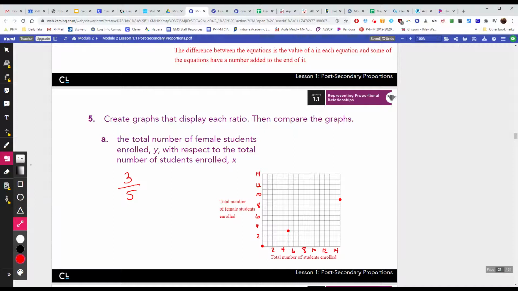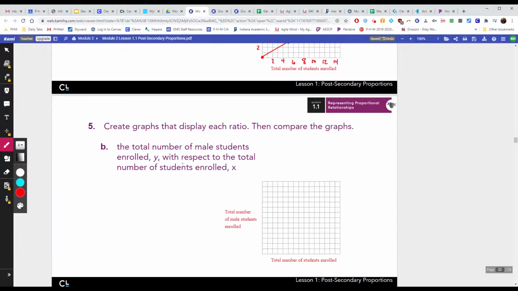So that gives us an idea of what's happening here. And actually, we could draw a line through these points, and then anything on this line would be in the same ratio as these female students to total number of students. And I think my point's off a little bit there, so let me just fix that point. There we go. So that line represents this description.